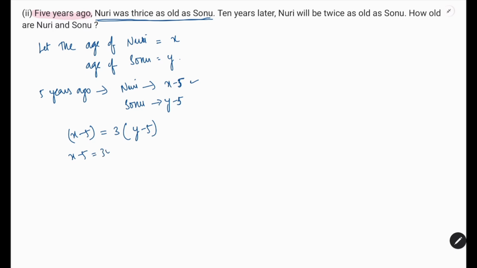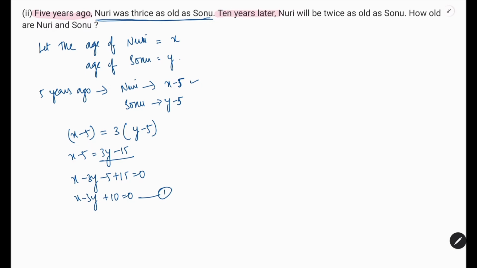x minus 5 equal to 3y minus 15. Let us bring these two terms to the left side. x minus 3y minus 5 plus 15 equal to 0. So x minus 3y plus 10 equal to 0. First equation.